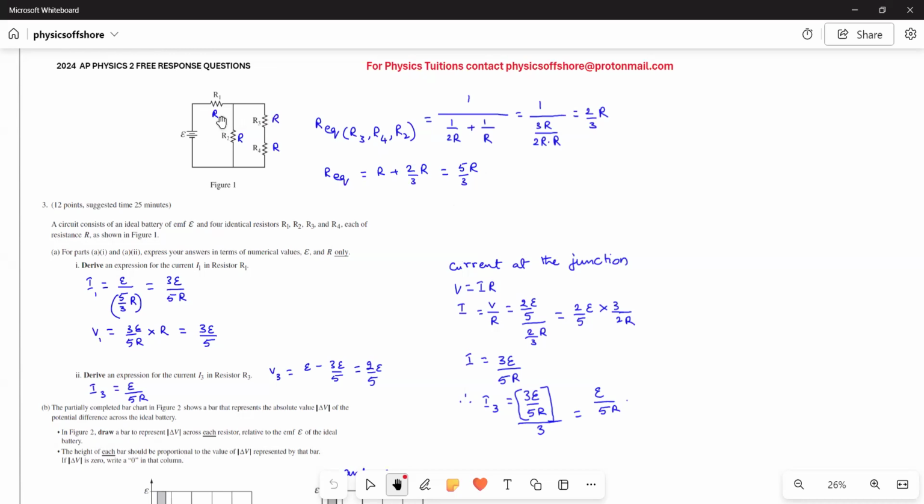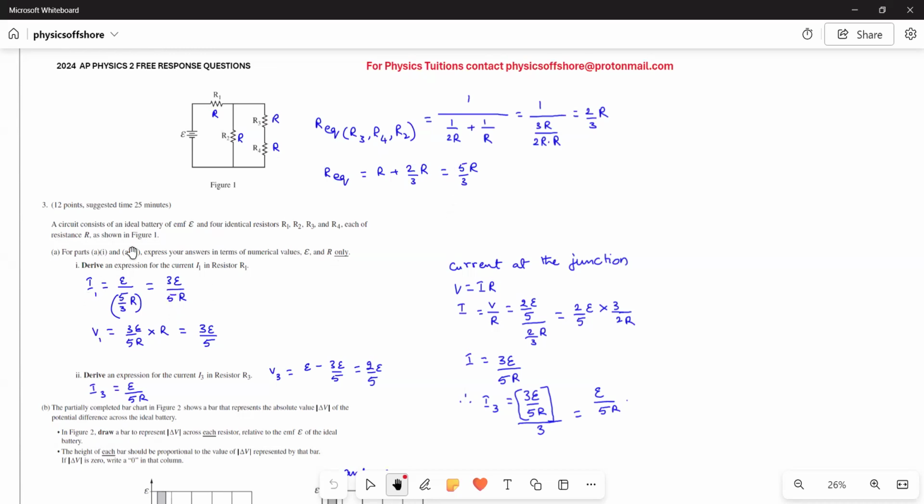Now we have to find the current flowing through R1 and the current flowing through R3. To find the current flowing through R1, if we find the current flowing through the circuit, that itself is the current flowing through R1, because the current enters the circuit through R1. Whatever current flows through the circuit, the same current flows through R1. So we take the effective resistance, and according to Ohm's law, E is equal to IR. Therefore, I is equal to E by R.